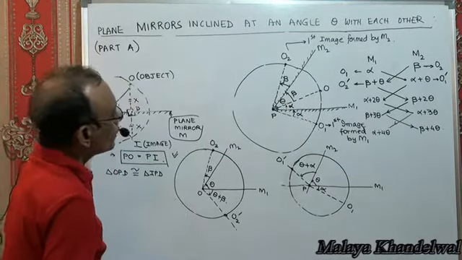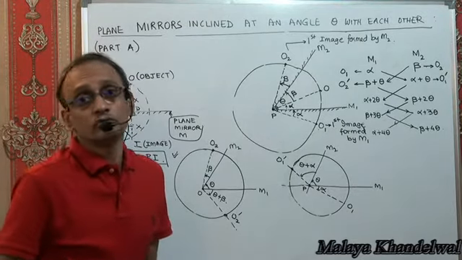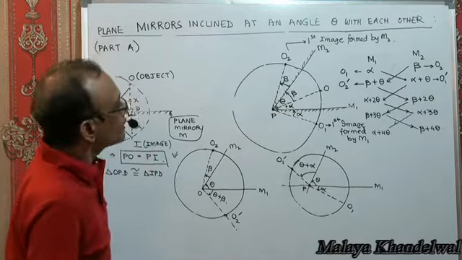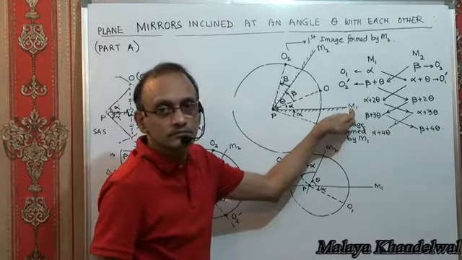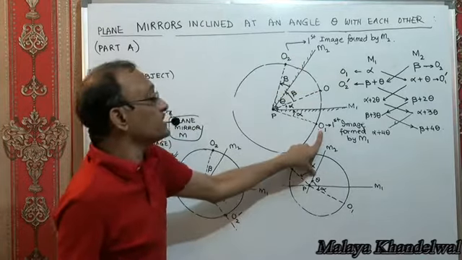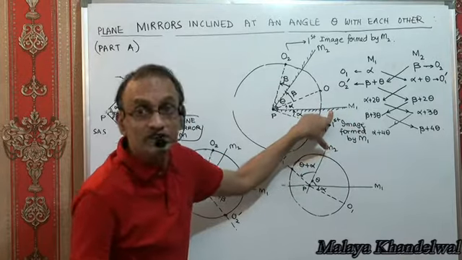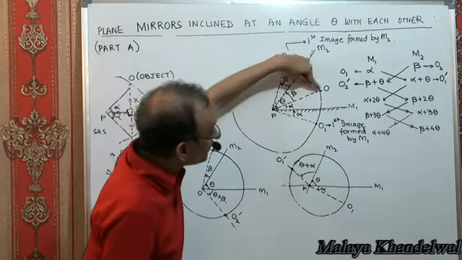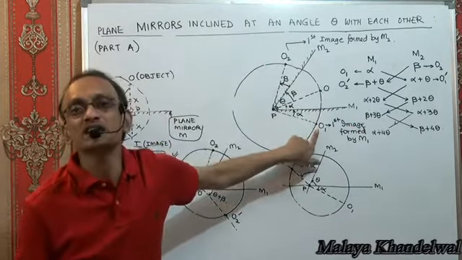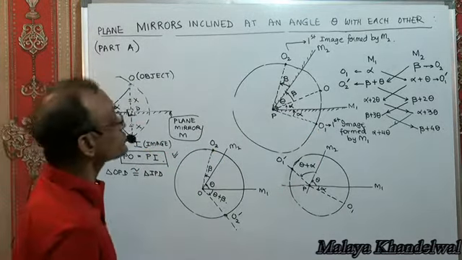Now, let's start locating a few of the images. So let me look at M1, right? O is the object and O1 is its image formed by M1. First image, first reflection on M1. O is the object, O1 is its image formed by M1, very clearly from the principle that I just illustrated.